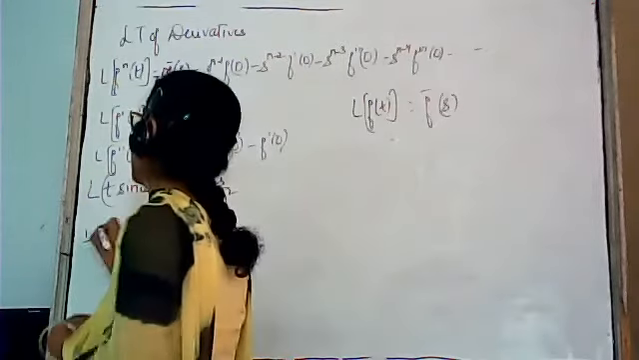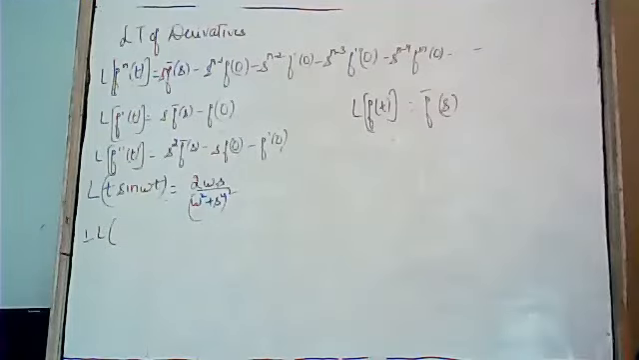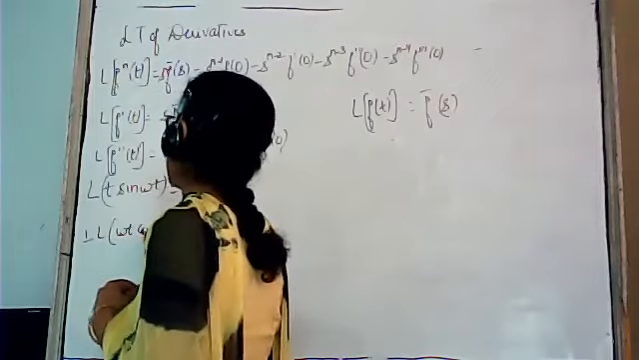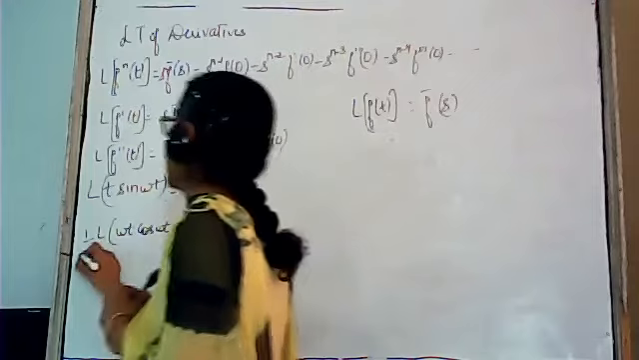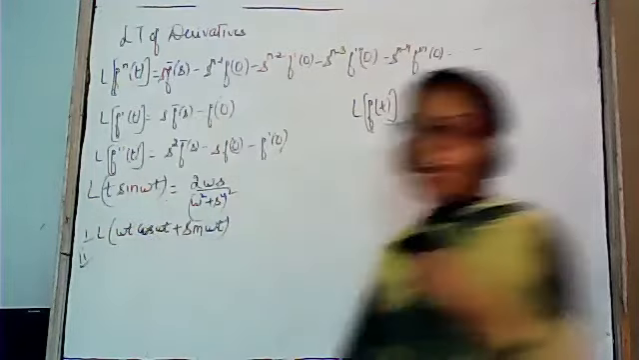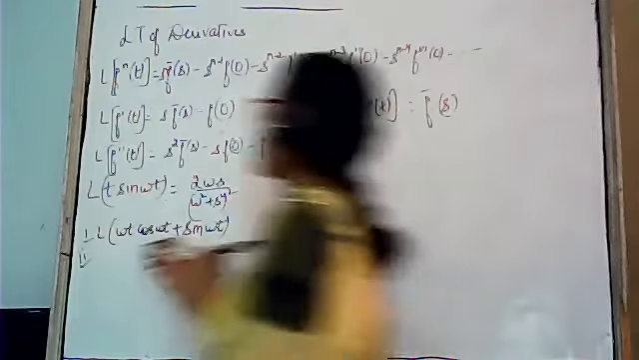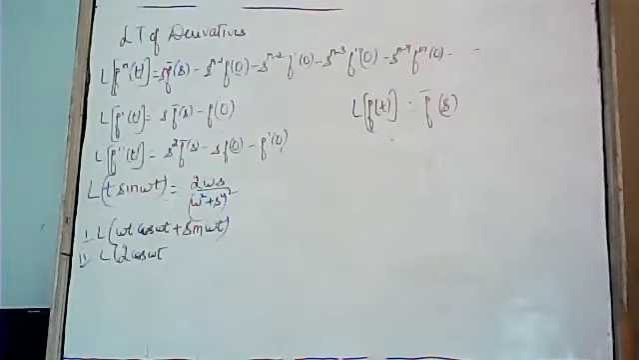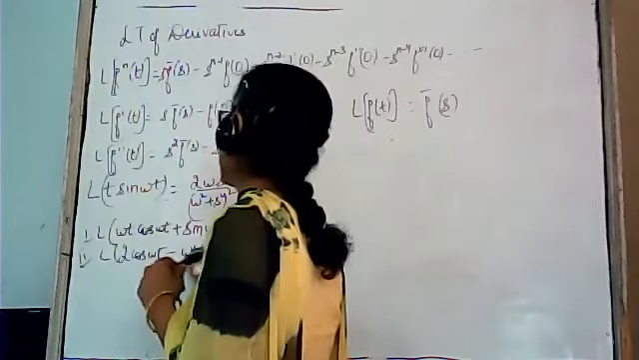number 1, Laplace transformation of omega t cos omega t plus sin omega t, and in second part we have to find the value of Laplace transformation of 2 cos omega t minus omega t sin omega t.